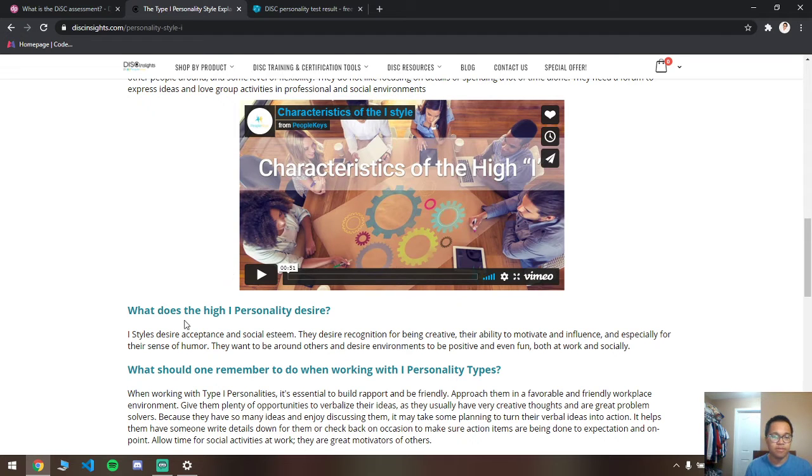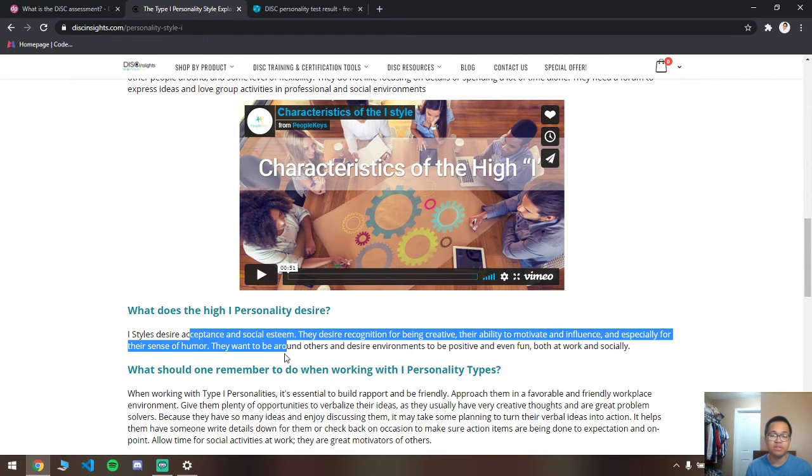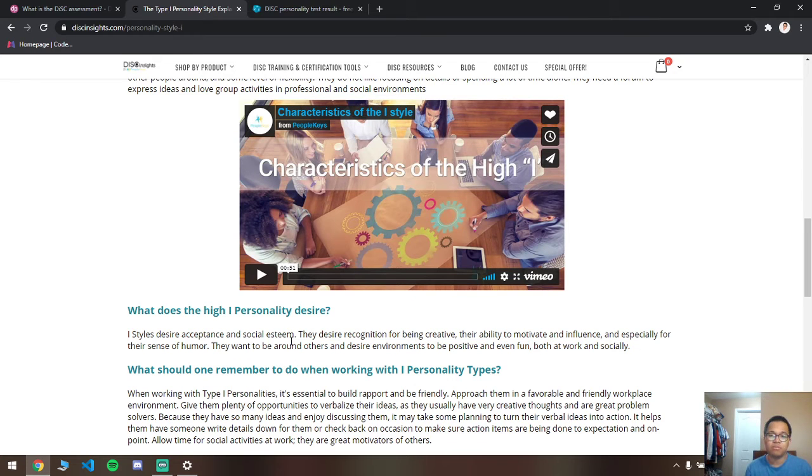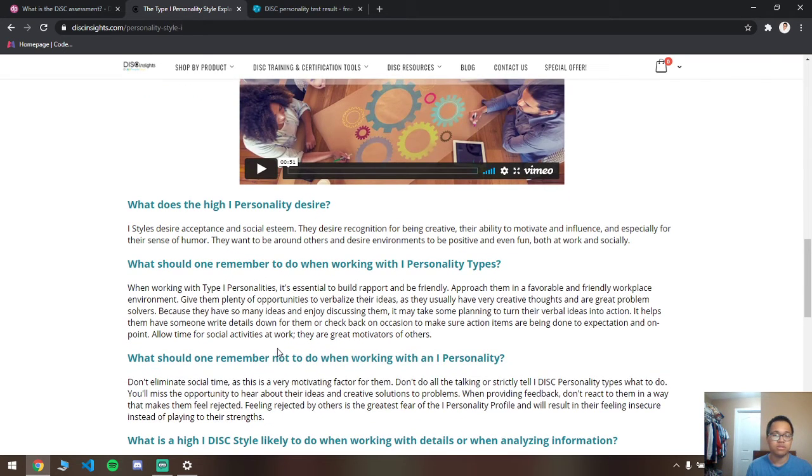They desire acceptance and social esteem. They desire recognition for being creative, for the ability to motivate and influence, especially for their sense of humor. They want to be around others and desire environments to be positive and even fun, both at work and socially.